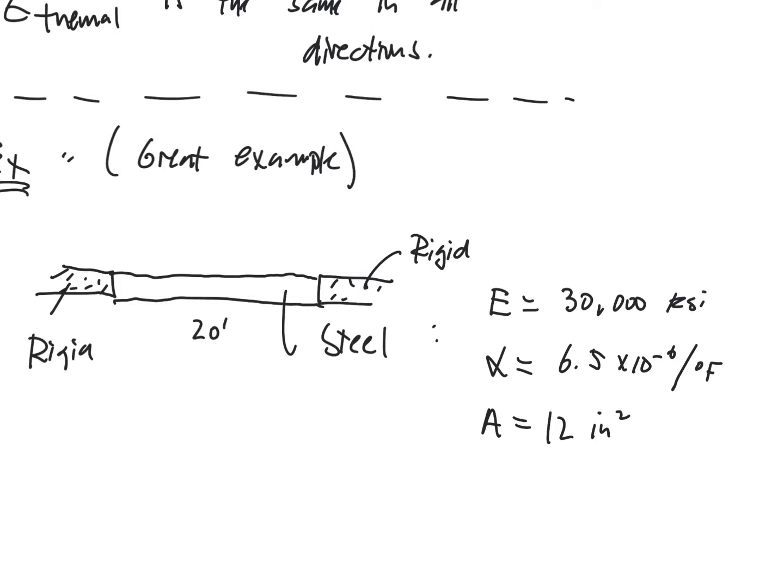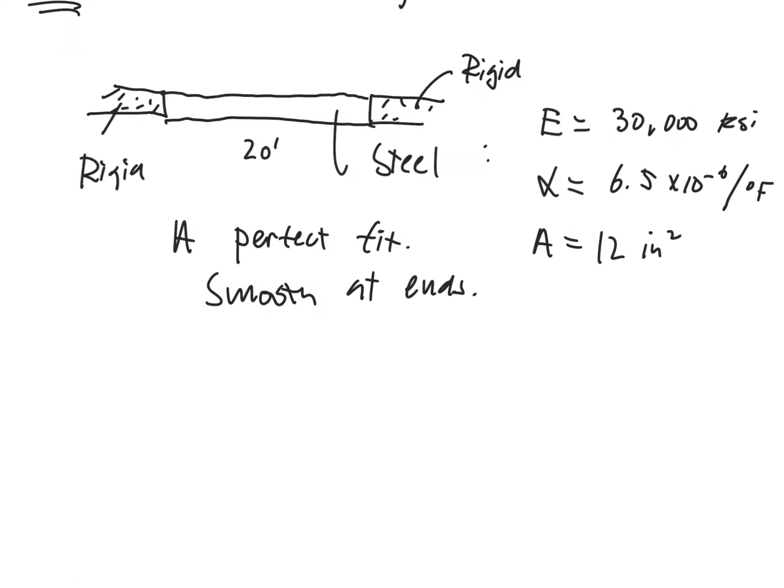So we place it inside. It is a perfect fit. And it is smooth at the ends. And we say it's smooth at the ends because we don't want anybody to be worried that it's going to catch and not be allowed to expand at the end and so on. So it is nice and smooth, and so there's nothing else that's going to be generated as we do this analysis. All right, well, the forcing function is we change the temperature, 80 degrees.